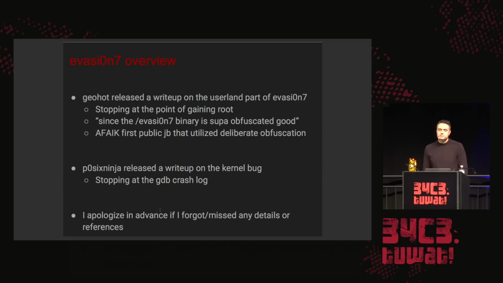I assume it's partly to hide the piracy app store that was bundled with it, and maybe partly to hide the bug, the kernel bug. But I'm not sure about the reason. Now, POSIX Ninja, who found, as far as I know, the kernel bug, did a write-up on the kernel bug. It's on the iPhone wiki, and he basically describes the bug, and he stops at the point where he gets a crash log from GDB. So he doesn't say anything about how to exploit it.